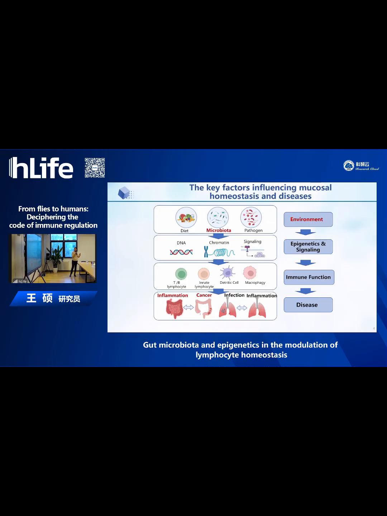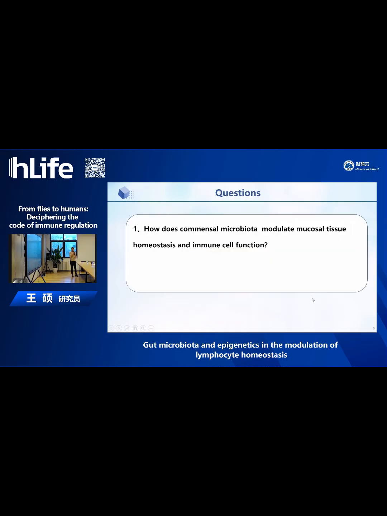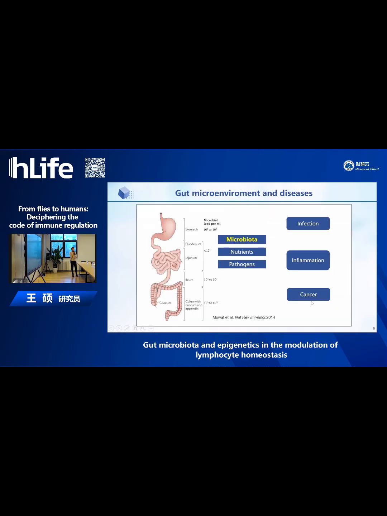The first part I want to introduce to you is about how the microbiota or the commensal bacteria affect the intracellular signaling or the function of the immune system. So how do the commensal bacteria modulate the mucosal tissue homeostasis and the immune cell function? This is the first question. As I just mentioned, the commensal bacteria, the microbiota, will educate or contribute to the development of the immune system.